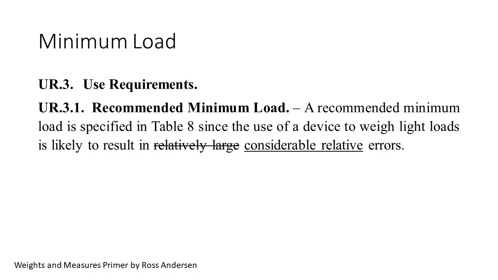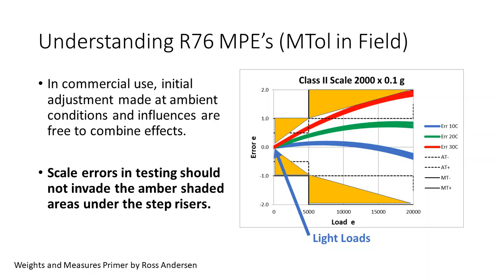The proposal is to change the wording slightly. Where would the relatively large errors in the current text come from? I return to a graphic from Part 1. Notice the errors in the vicinity of min. For Class 2, min is 50D.